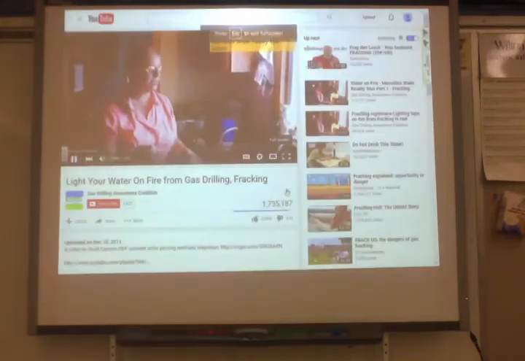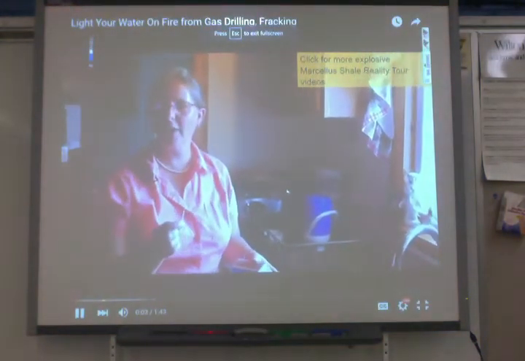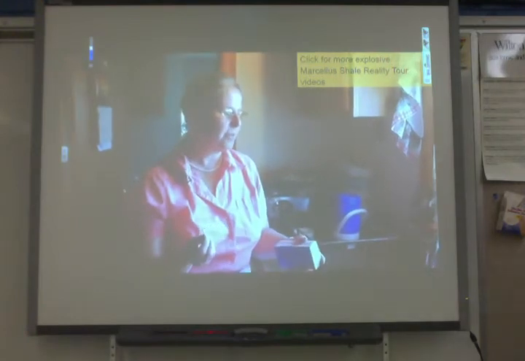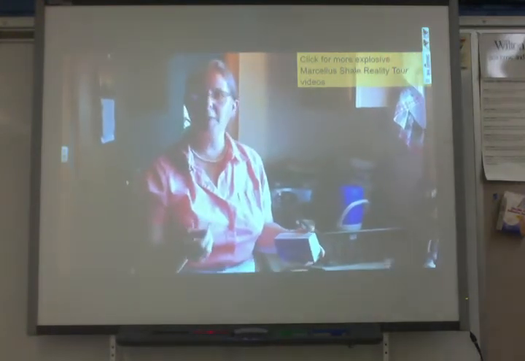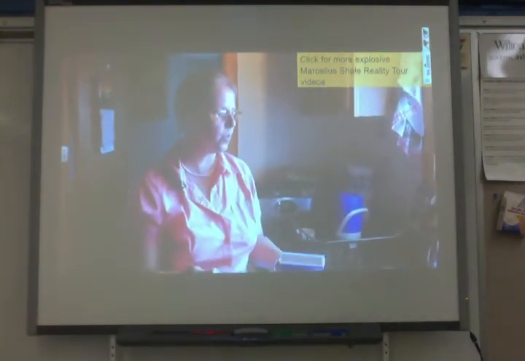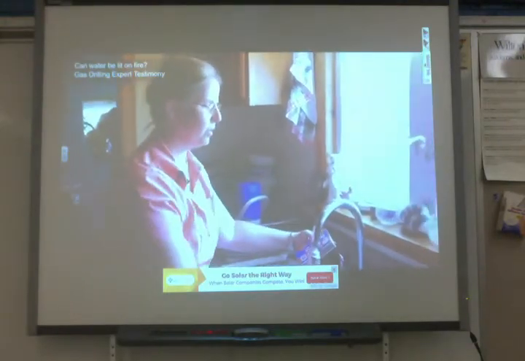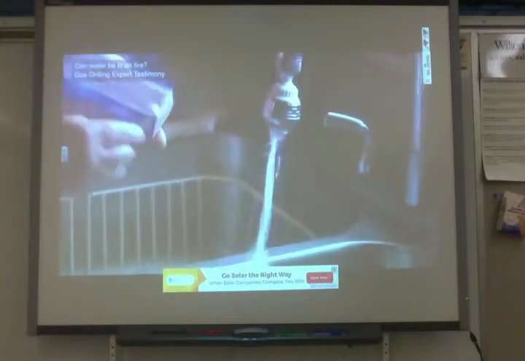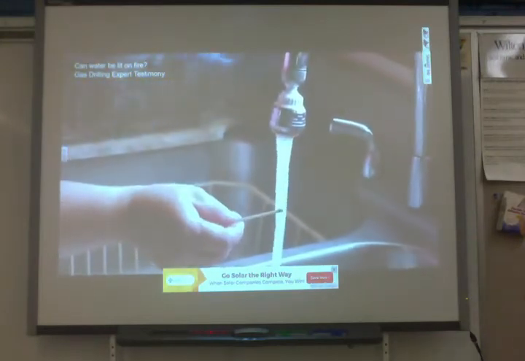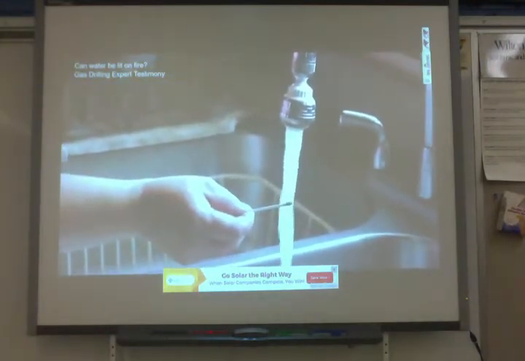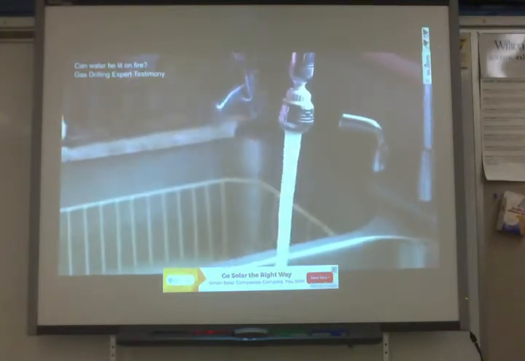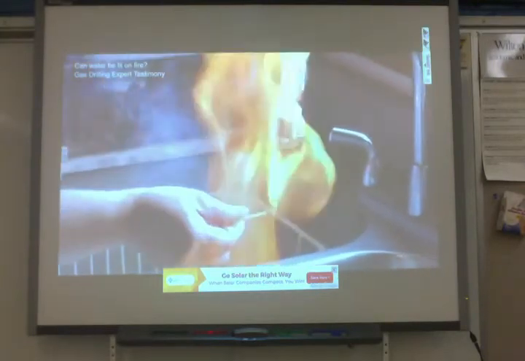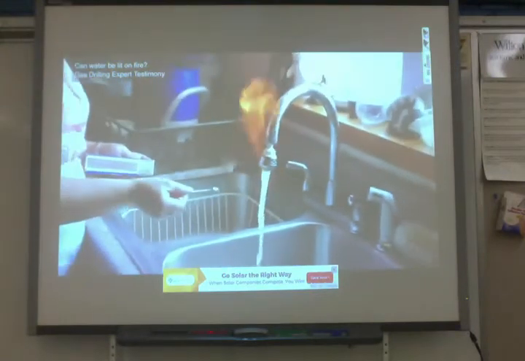I can often hold a standard kitchen match to my water, and like I said, it is unpredictable, but the methane randomly travels with the water. and sometimes it will light quite spectacularly. Just like that.